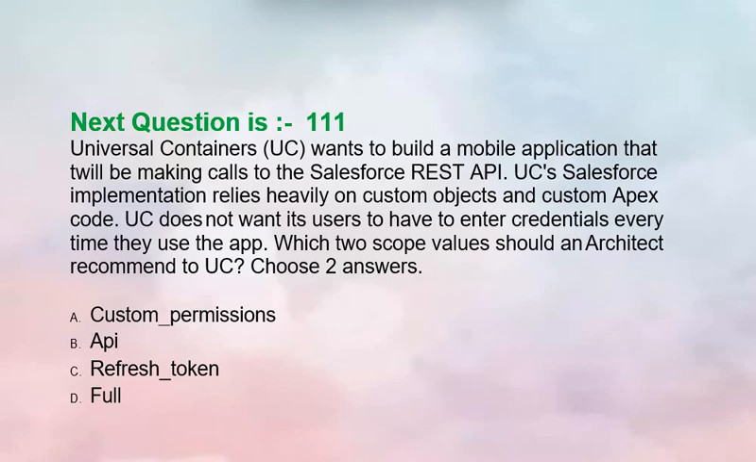Option A: custom_permissions. Option B: api. Option C: refresh_token. Option D: full. Correct answer is option B and option C.